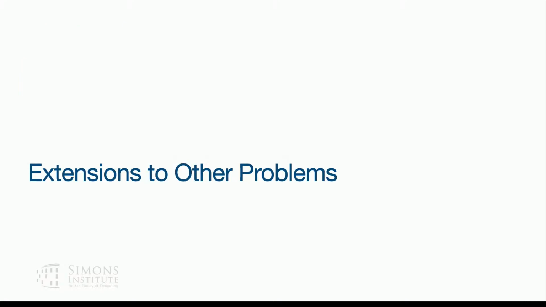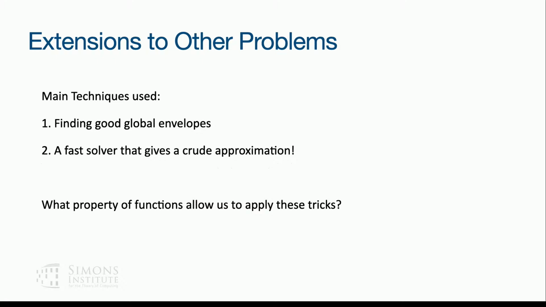Okay. Right. So you may ask what was really special about LP norms that actually lets us do these two things. And the answer is that you can actually extend these to some structured problems that have the same kind of structure as LP regression. So the main ideas we just used were finding good global envelopes and this fast solver. And the main bottleneck is maybe finding a fast solver, that is, which functions are incorporable in these fast solvers.